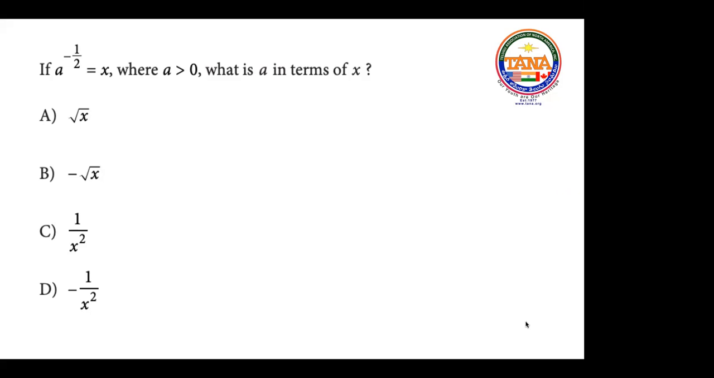So we're gonna do what we did before. So you have a to the -1/2 equals to x. First thing, you want to get rid of this 1/2 here. So we raise everything to the -2, because you want to get rid of the negative right here. So a equals to x to the -2. And remember, when you have a negative sign, you put 1 over whatever it is squared, and that is the answer.